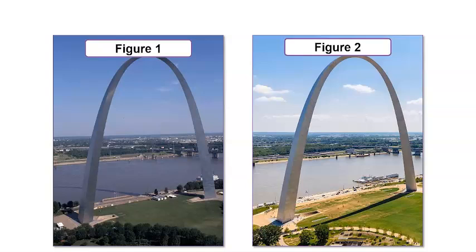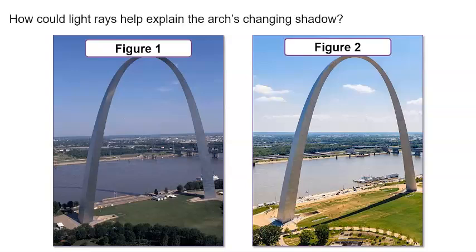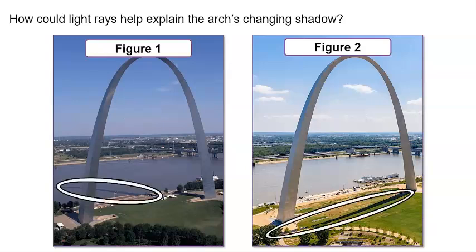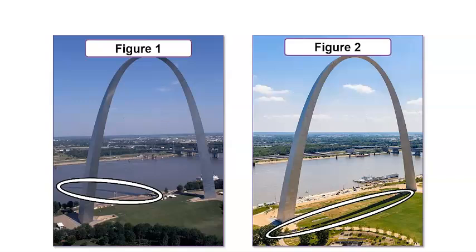We saw these two photographs of the Gateway Arch at the beginning of our lesson. How would light rays help explain the arch's changing shadow? Maybe light rays from the sun hit a different part of the arch when the sun moves. Do you think the light rays come from a different direction when the sun moves? Maybe that's why the shadow changes places and gets longer. We are still not sure about the arch's changing shadow. Let's design an investigation to determine why the sun's changing position causes an object's shadow to change.